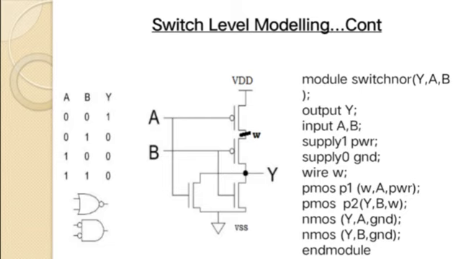Then wire W. The first PMOS has output W, and inputs A and PWR power. Then the second PMOS has output Y, and inputs B and W. Then NMOS, where the output is Y and the inputs are A and ground. Then the second NMOS has output Y, input B and ground. End module. This is the switch level modeling for the CMOS two-input NOR gate.